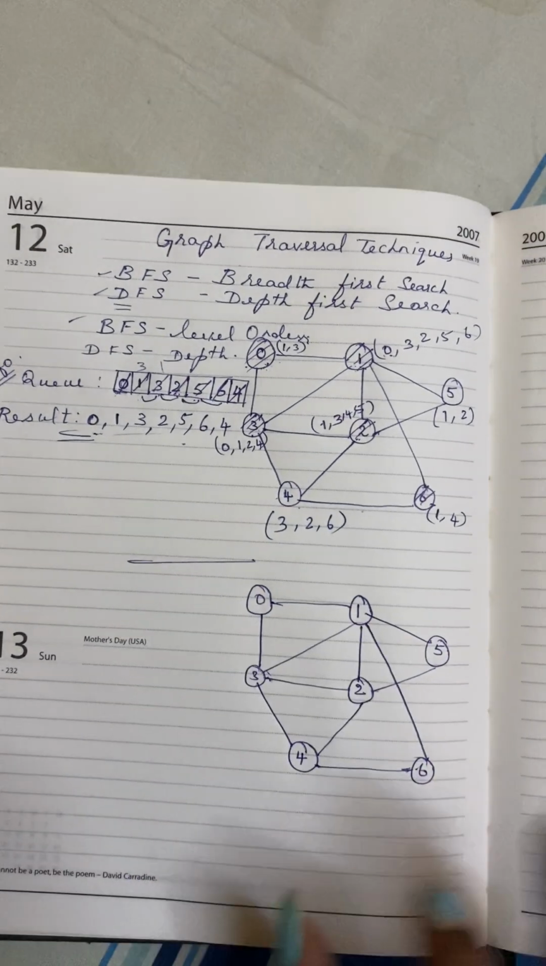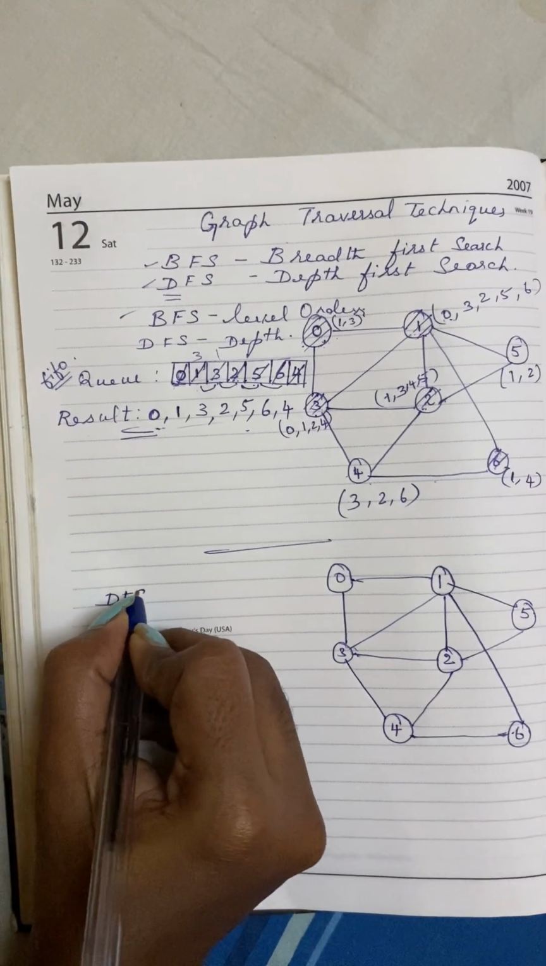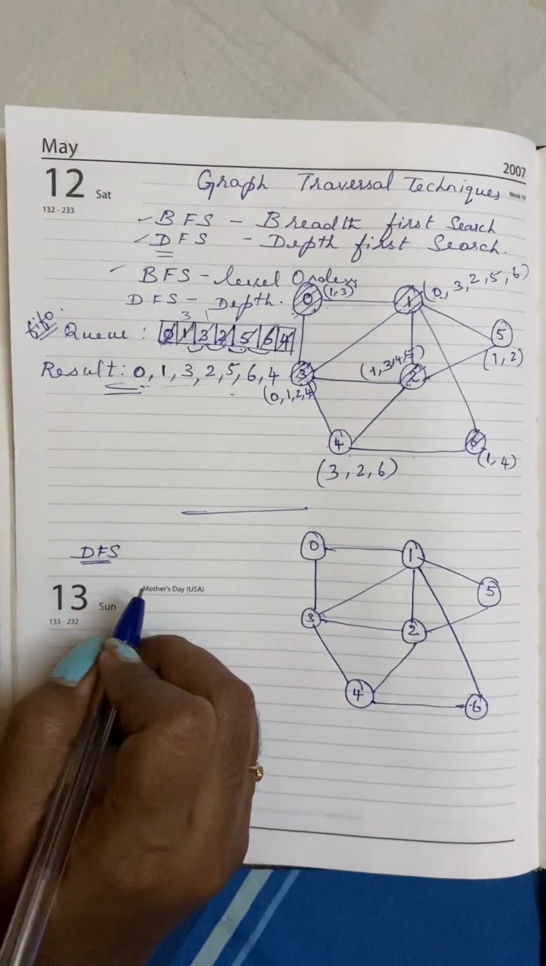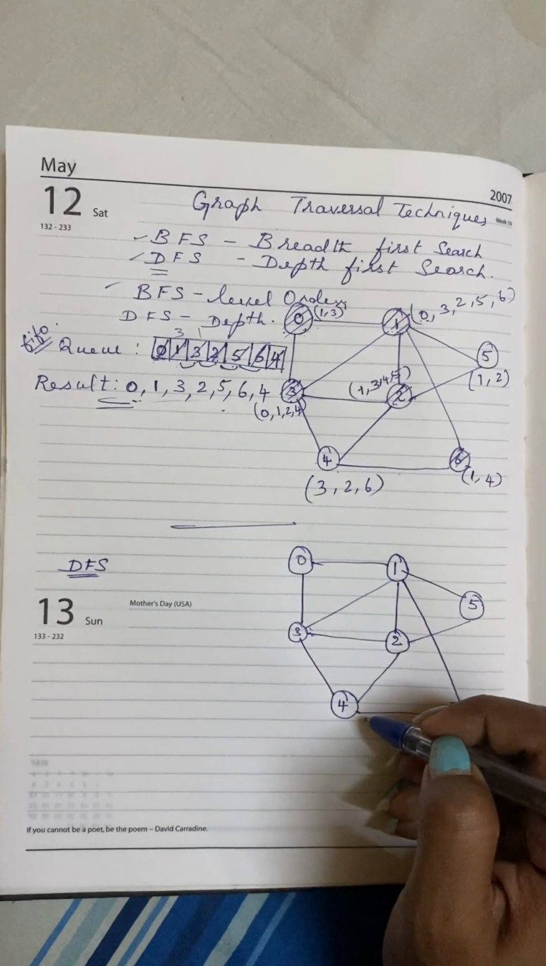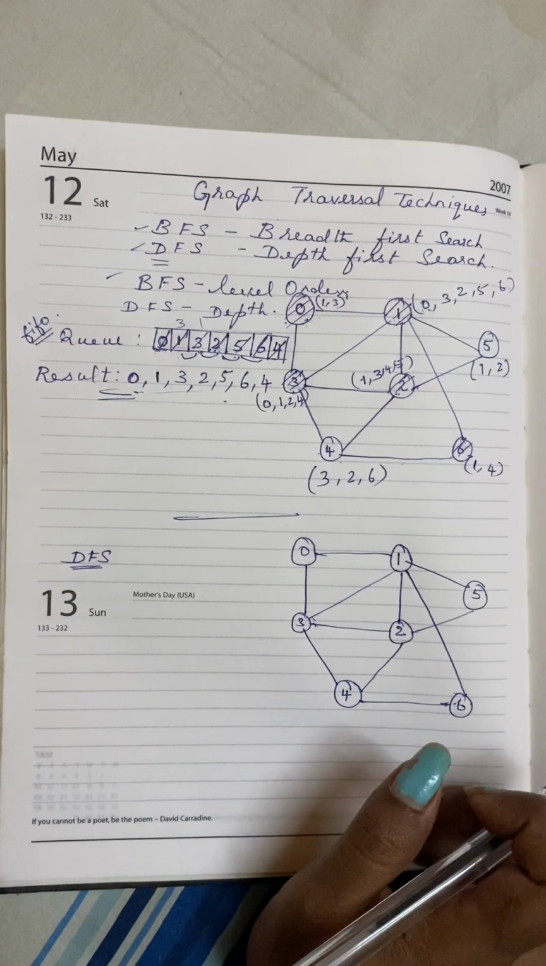Okay, the same example I have taken. Now we will see how we are solving the DFS problem. DFS is what? Depth first search. So you are going to go for the depth and search. How we are going to do a traversal.